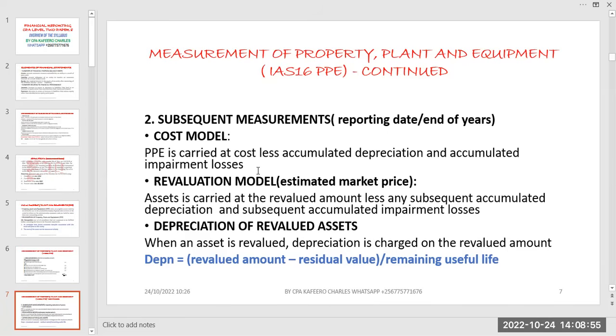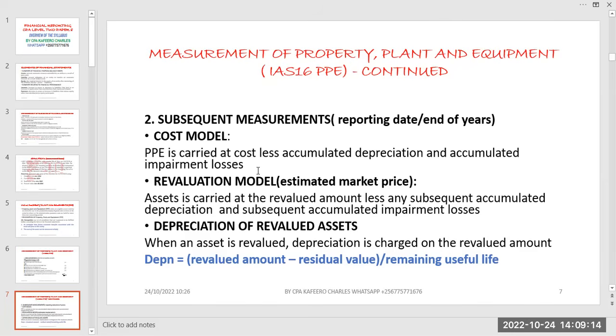We said impairment loss is just a reduction in the value of the asset, but we are going to look at it in detail as we proceed.